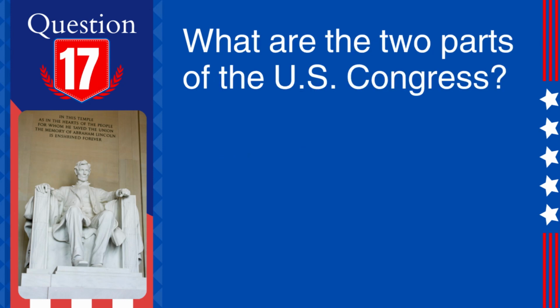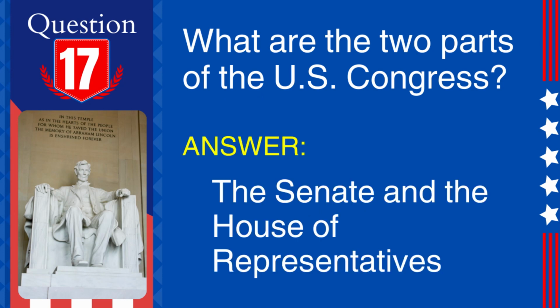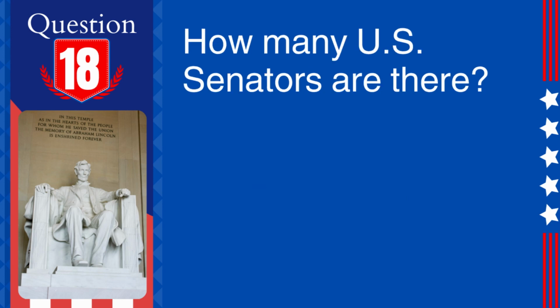17. Question. What are the two parts of the U.S. Congress? Answer. The Senate and the House of Representatives. Explanation. Congress is bicameral, consisting of two chambers, the Senate and the House of Representatives. 18. Question. How many U.S. senators are there?